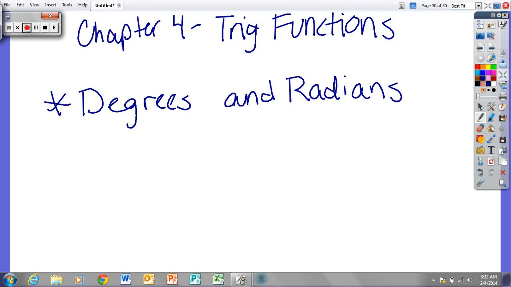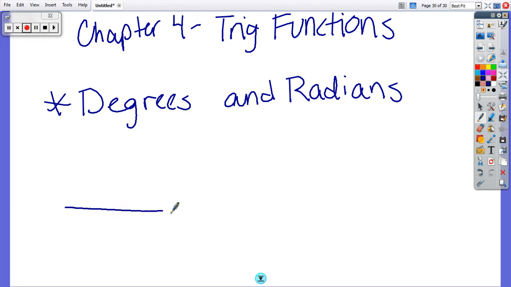Alright, so today we're going to be starting Chapter 4. We're going to be talking about trig functions. In Section 4.1, we're going to be talking about degrees and radians. A degree is a unit of angular measure equal to 1/180th of a straight angle. That makes sense because we know that a straight line is 180 degrees, right?